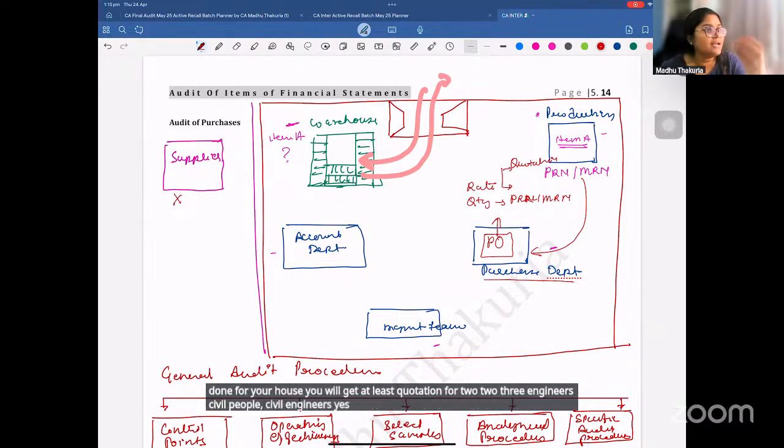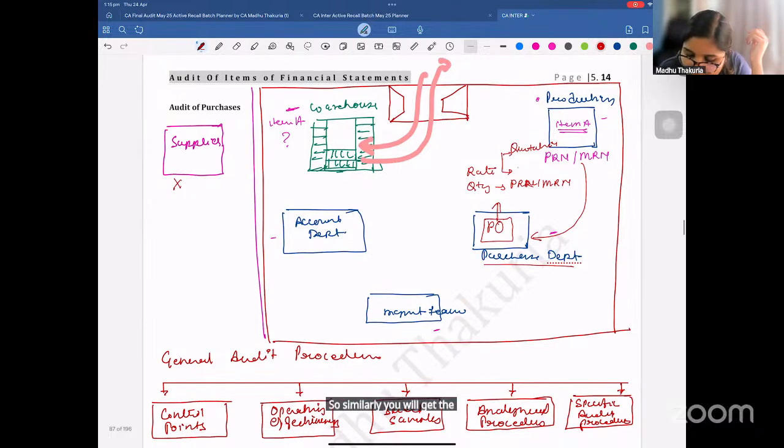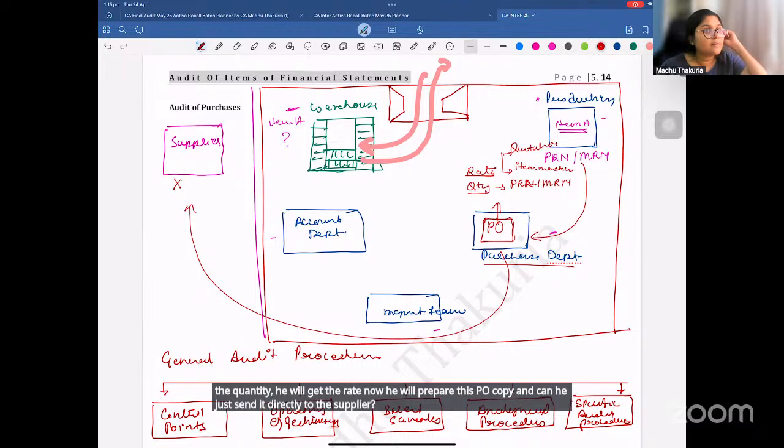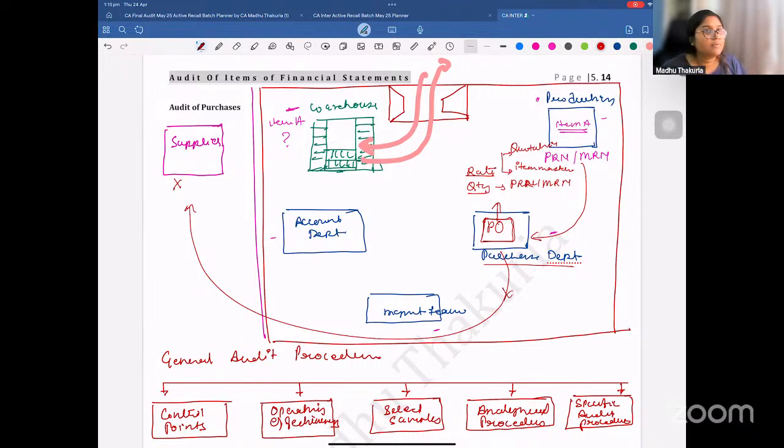Similarly, the rate will be there in the item master because they have already bought that material before. So he will get the quantity, he will get the rate. Now he will prepare this PO copy, and can he just send it directly to the supplier? The answer is no, not directly.